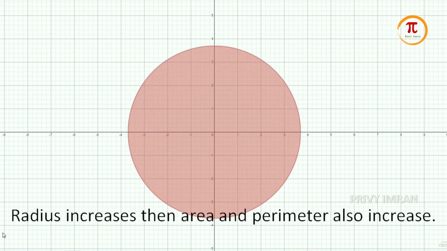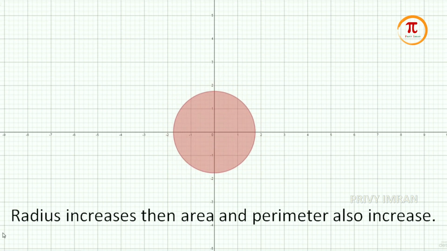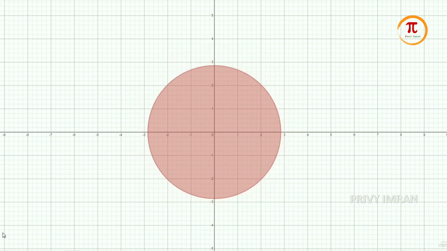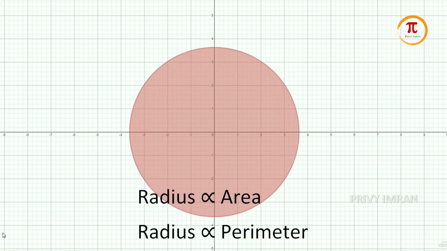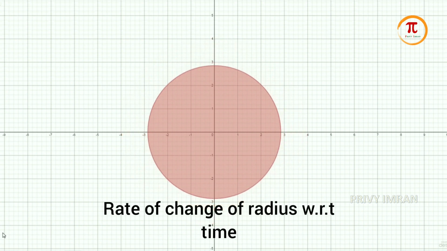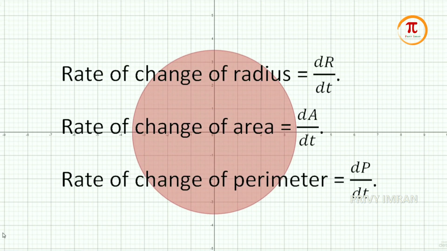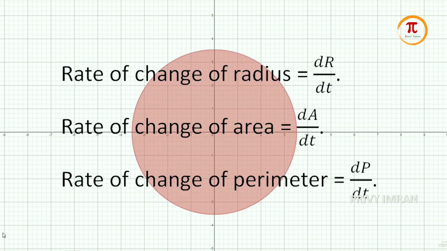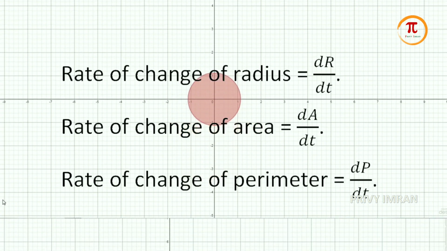Here, as the radius of the circle increases, then area and perimeter of the circle also increase. This process is known as rate of change. Here we can say that radius is directly proportional to the area and perimeter of the circle. Here I have considered that rate of change of radius depends upon time. Hence, the rate of change of radius is denoted by dr by dt. Similarly, the rate of change of area is denoted by dA by dt, and rate of change of perimeter is denoted by dP by dt.